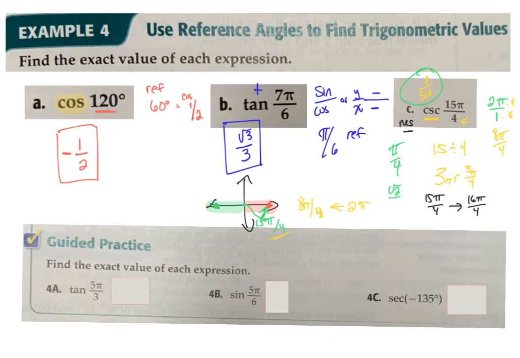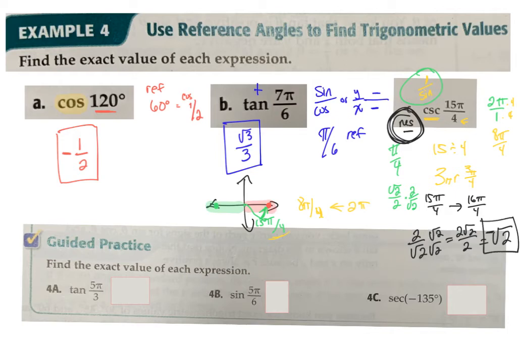Square root of 2 over 2. I need the reciprocal, so 2 over square root of 2, right? How do I simplify 2 over square root of 2? Yep. 2 square root of 2 over 2. That reduces to square root of 2. I need it to be negative square root of 2. So that one was the hardest for sure.